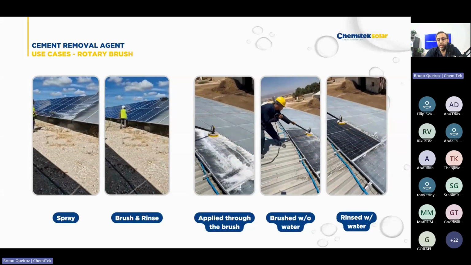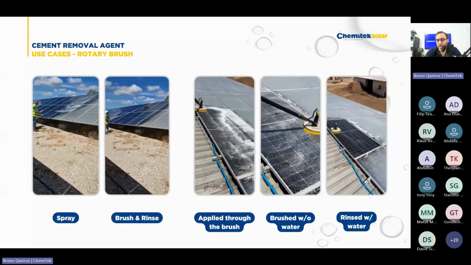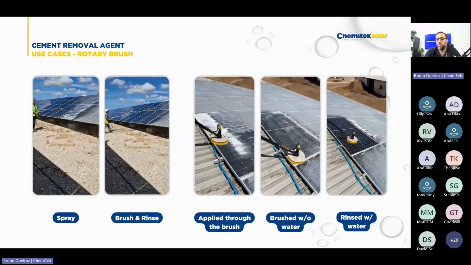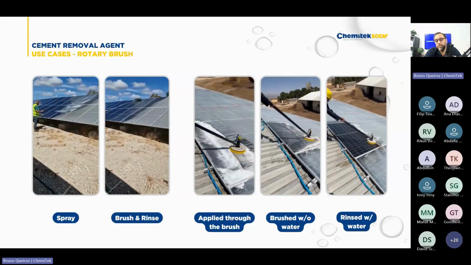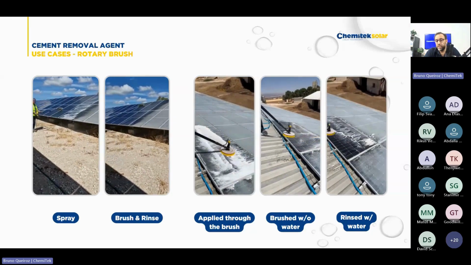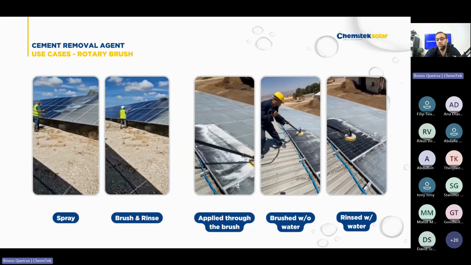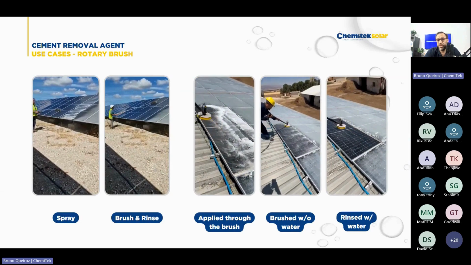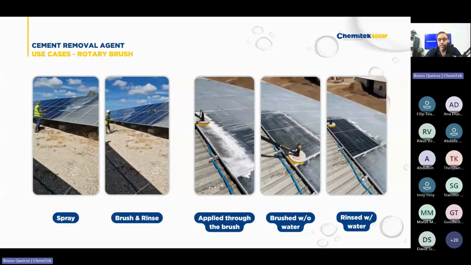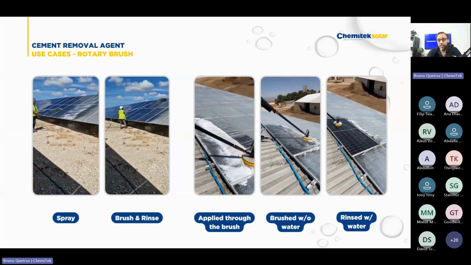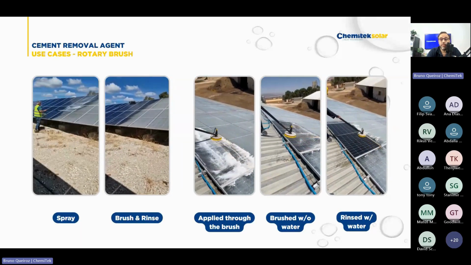We usually advise on serious cases like on the right to apply the product and then brush without water and finally rinse with water. And you can see that the same cleaning equipment did all three. And what they did, they just had two hoses to the rooftop, where one was with the product and the one was with just water. So, they just changed the supply between steps. And you can see that the results are quite different from the state that the plant was.